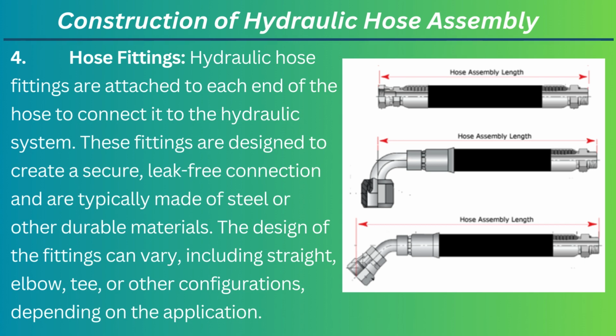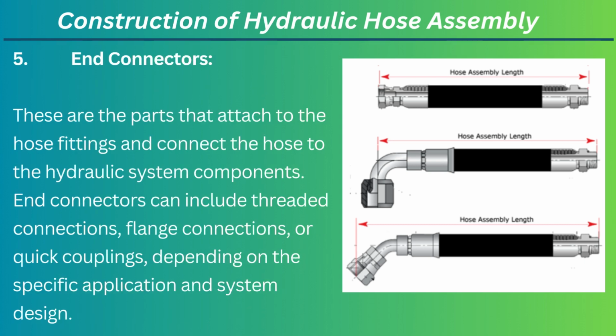4. Hose fittings. Hydraulic hose fittings are attached to each end of the hose to connect it to the hydraulic system. These fittings are designed to create a secure, leak-free connection and are typically made of steel or other durable materials. The design of the fittings can vary, including straight, elbow, T, or other configurations, depending on the application.